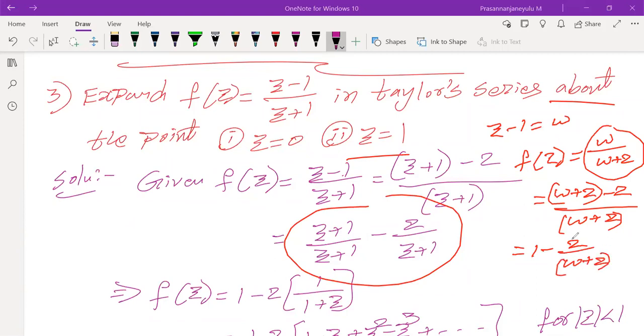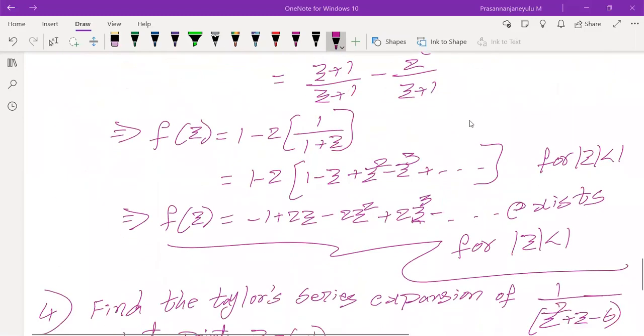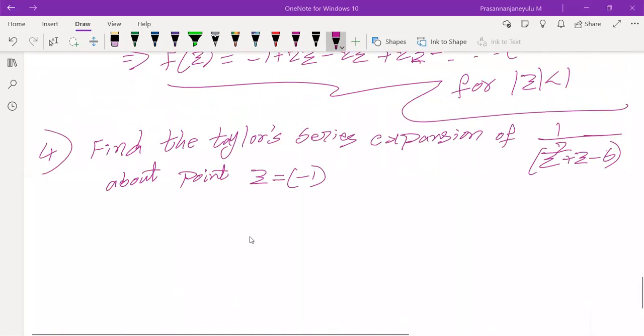So now again we have the 1 by w plus 2 form. Use the same formula we discussed here. Yes, correct. Good question. So I'm going to clear this, I'll explain this one also. Just wait for a minute, I'll discuss this problem later.